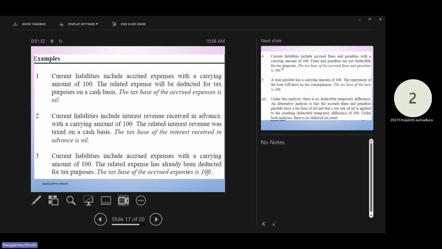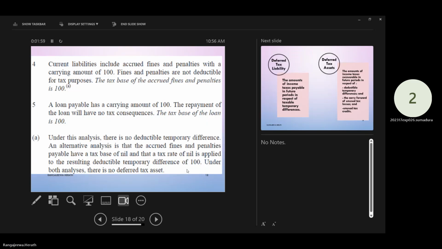Carrying amount 100, tax base 100 means no temporary difference, no deferred tax liability or asset. Current liabilities include accrued fines and penalties with the carrying amount 100. Fines and penalties are not deductible for tax purposes.